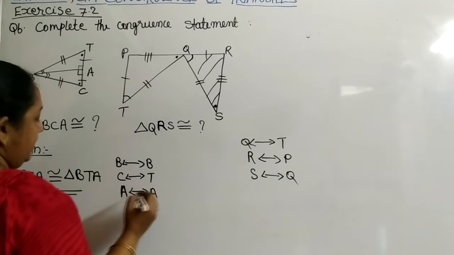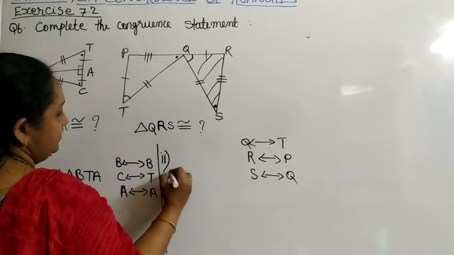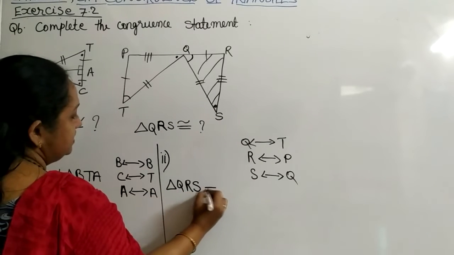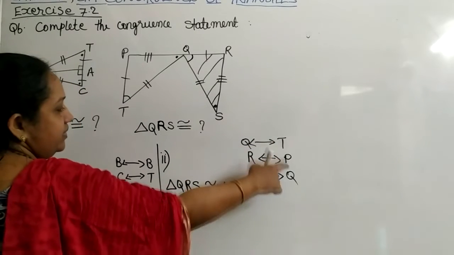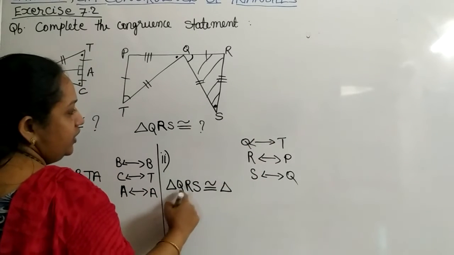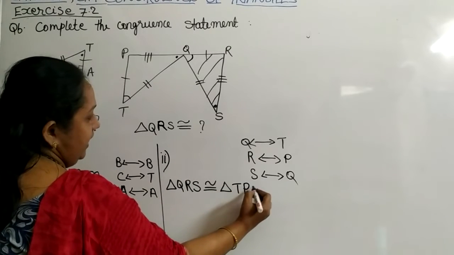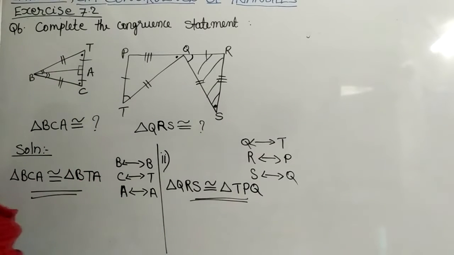So triangle QRS is congruent to triangle, write the corresponding vertices from that triangle. Q corresponds to T, R to P, S to Q. So triangle QRS is congruent to triangle TPQ.